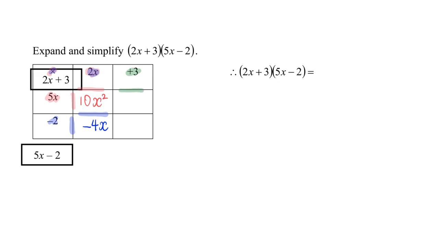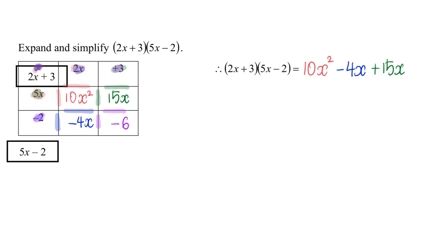Continue. If this is 3 and this is 5x, I just need to multiply them to get the area of 15x. And if this is 3 and this is negative 2, I just need to multiply them to get negative 6. And after which, to add them up together. So I will have negative 4x, positive 15x, negative 6, and continue to simplify them.